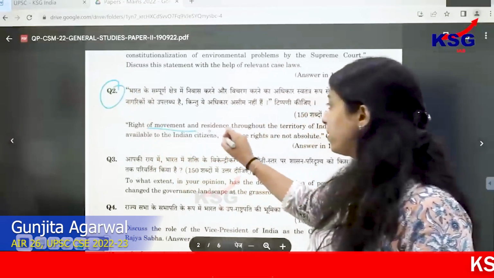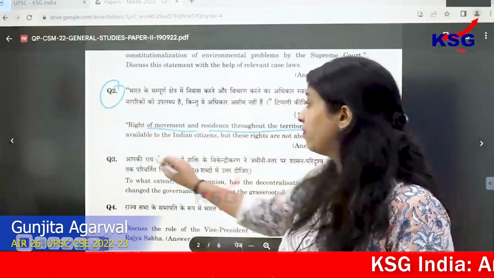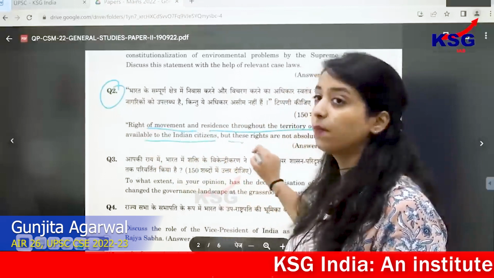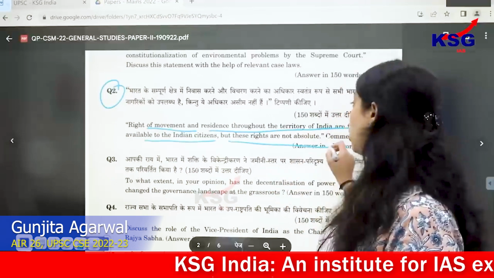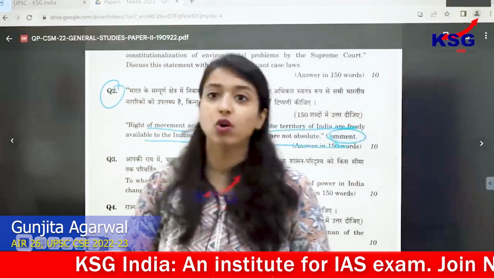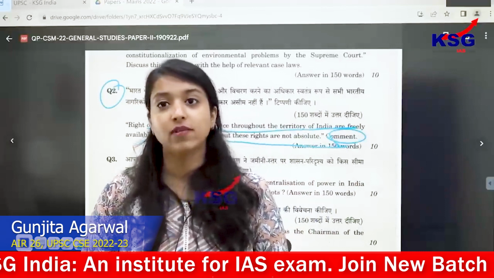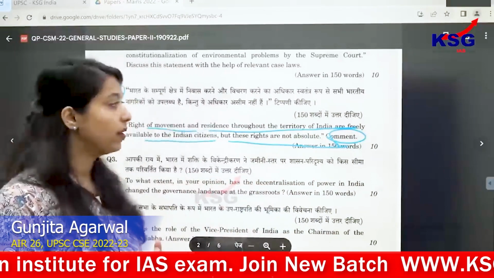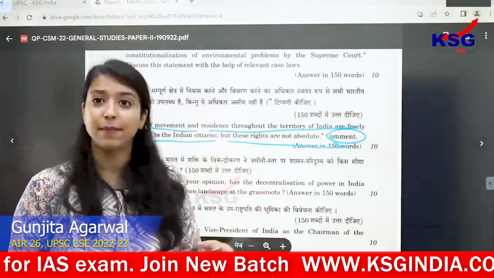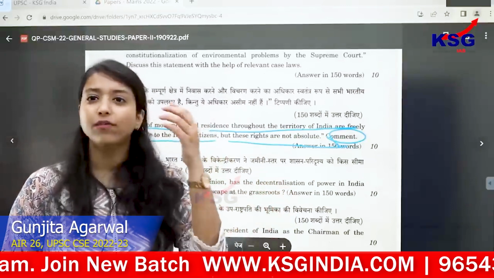Right of movement and residence throughout the territory of India are freely available to Indian citizens, but these rights are not absolute. So the keyword here, or the directive we are looking at, is "comment". When you comment, you will also give cases and examples, but you could have your own structure.